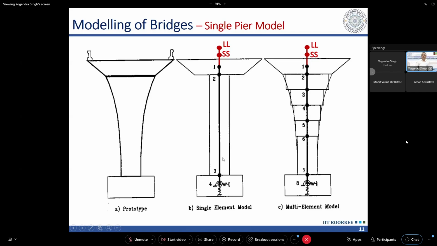So in the case of short prismatic piers, we can use a single frame element as shown in the center figure. And in the case of either a tall pier or when the pier is changing in cross section, we have to use multiple frame elements. So this is what our single pier model is, the simplest model. And here the modeling of the soil is also shown through springs. So soil can be modeled using appropriate springs.